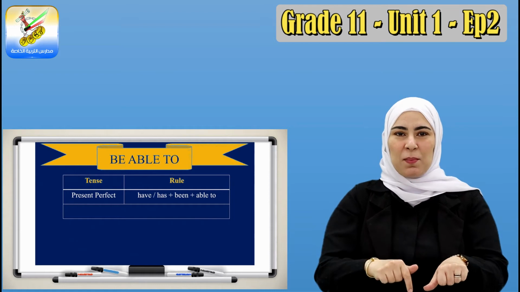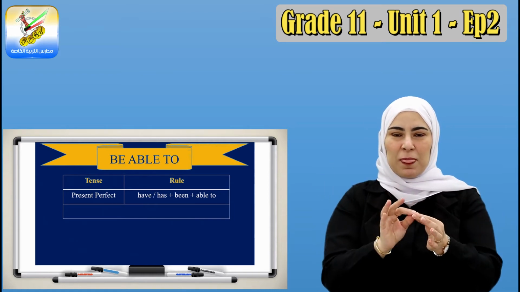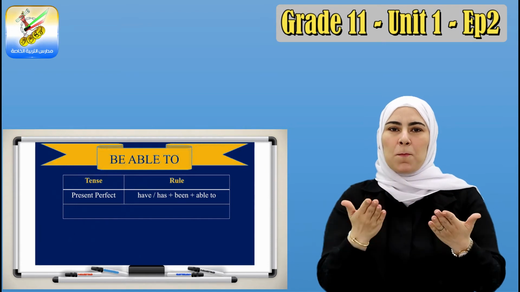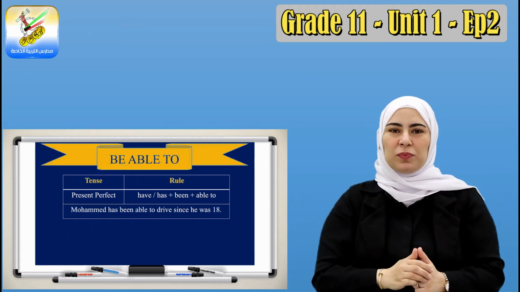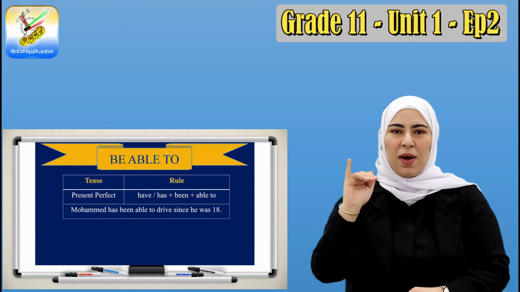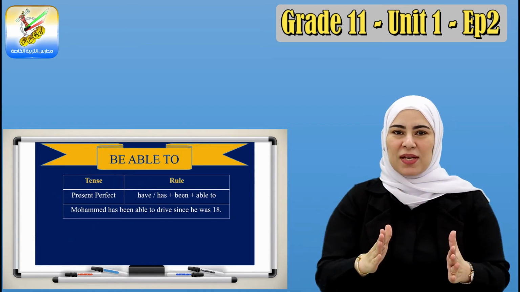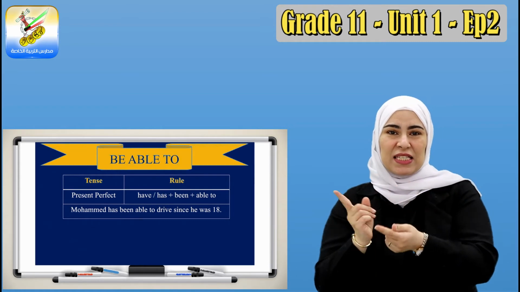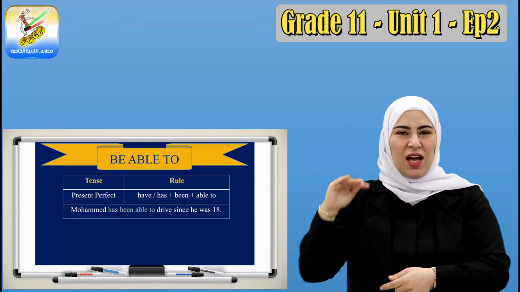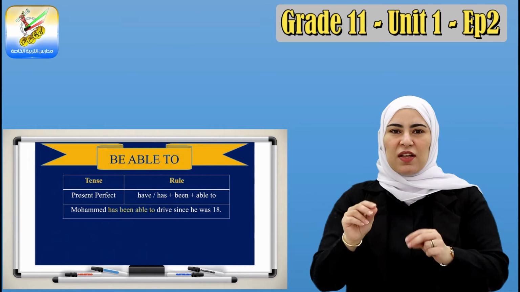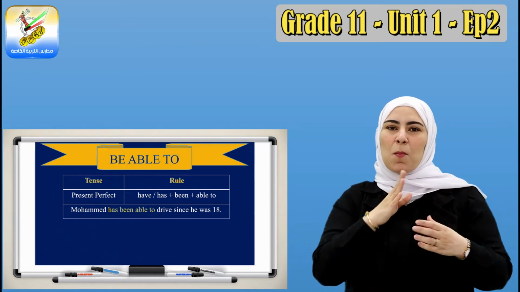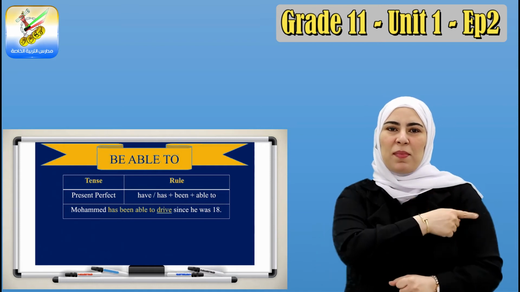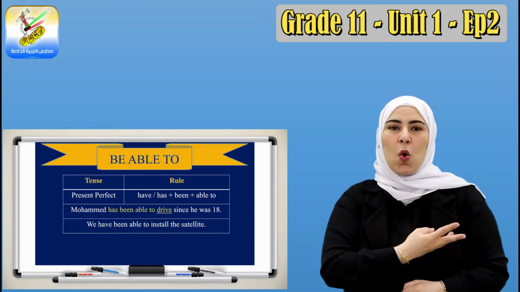How to use be able to in present perfect. This is the rule. Have or has plus been plus able to. Here is an example. Muhammad has been able to drive since he was 18. And also here we followed the rule. As you can see, has been plus able to, and the verb that refers to the ability is drive. Another example, we have been able to install the satellite.